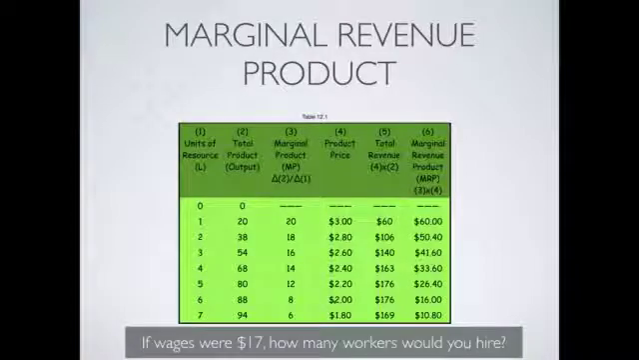We would not hire the sixth worker because we would be paying that worker $17 to produce $16 worth of output, which means we would lower our profits by $1. We would generate $16 in revenue, but our cost would be equal to $17. So we'd actually be lowering our profitability by doing that. So we would hire up to the fifth worker, and that's where we would stop our hiring.